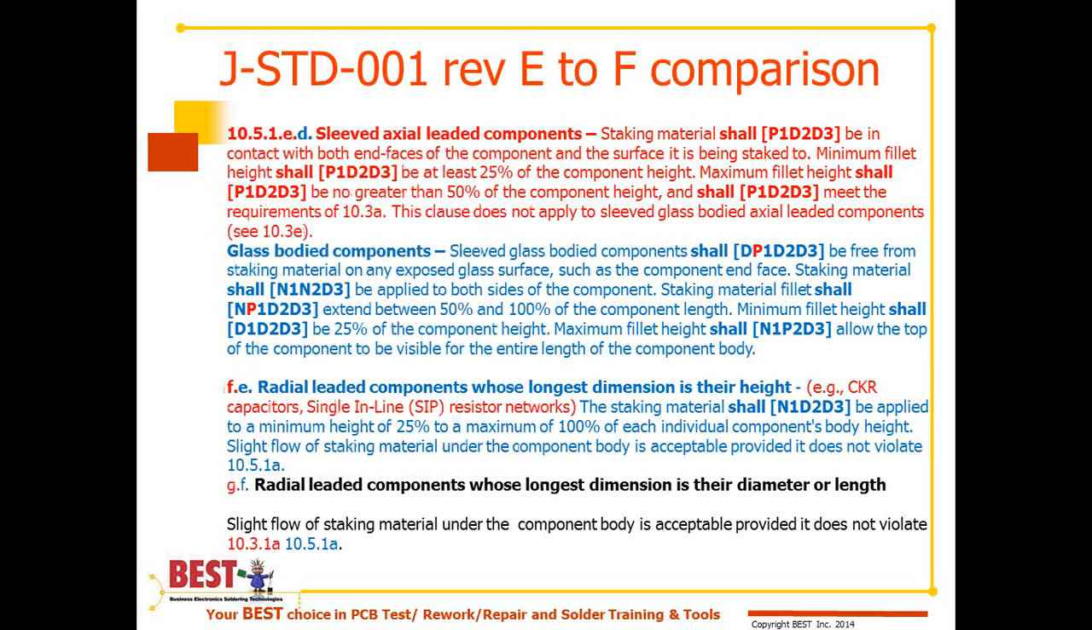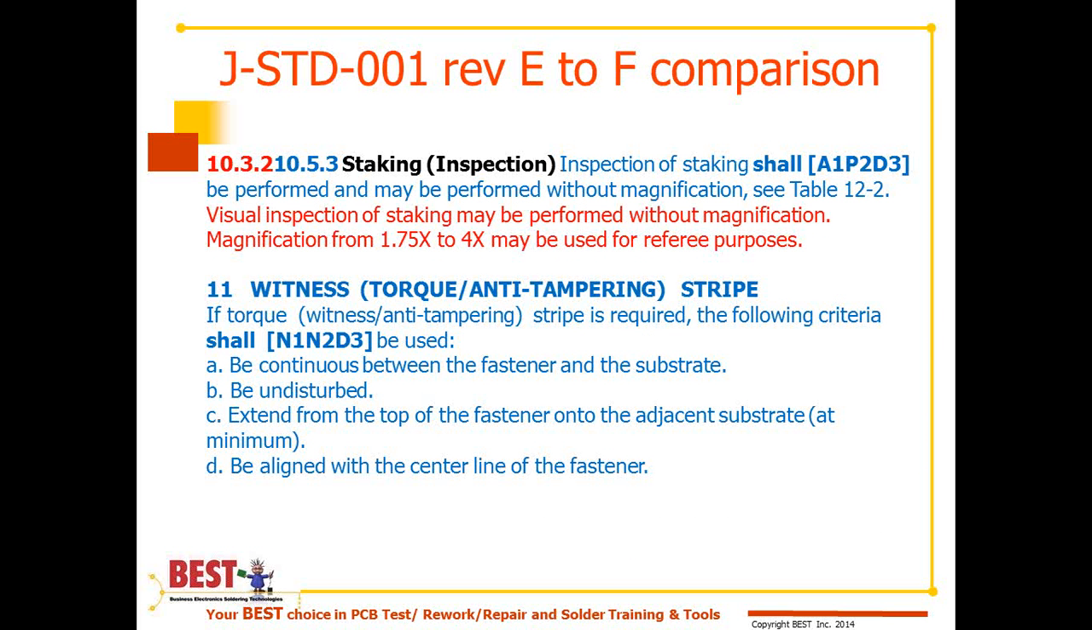Radial lead components whose longest dimension is their diameter or length is now F. Slight flow under the staking material is now 10.5.1.A. Under 10.5.3, it says staking inspection. The inspection of the staking shall be performed and may be performed without magnification. See Table 12-2. And they've taken out the statement where it said the visual inspection may be performed without magnification or up to 1.75 to 4 power for referee purposes.